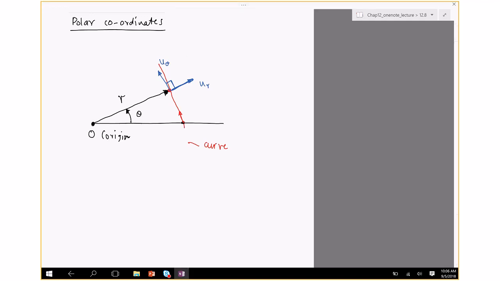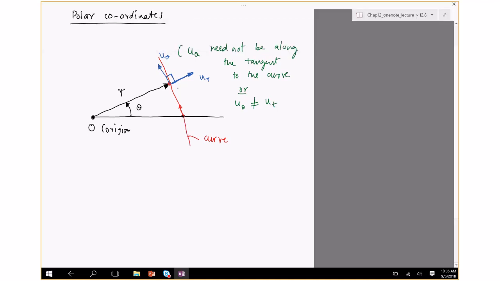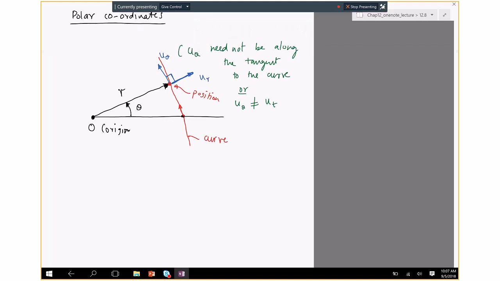So I'm going to write this down. u theta need not be along the tangent to the curve, or u theta is not necessarily equal to ut. Okay, so given that, we can now try to write position, velocity, acceleration, same things we wrote earlier. Let's look at the position first.